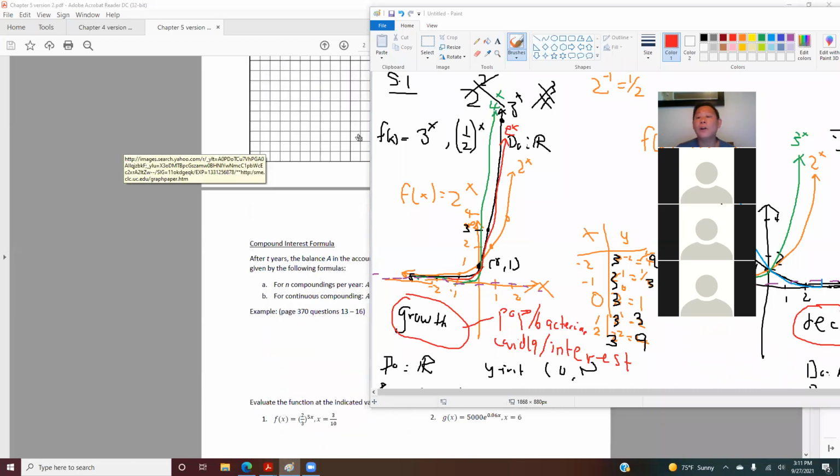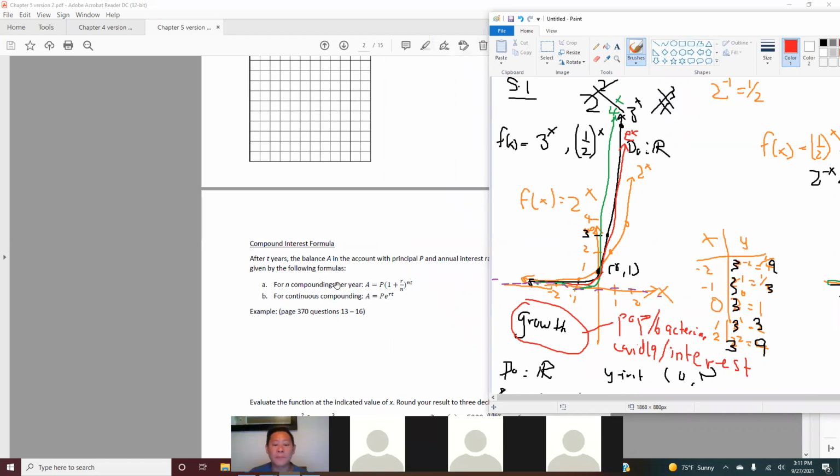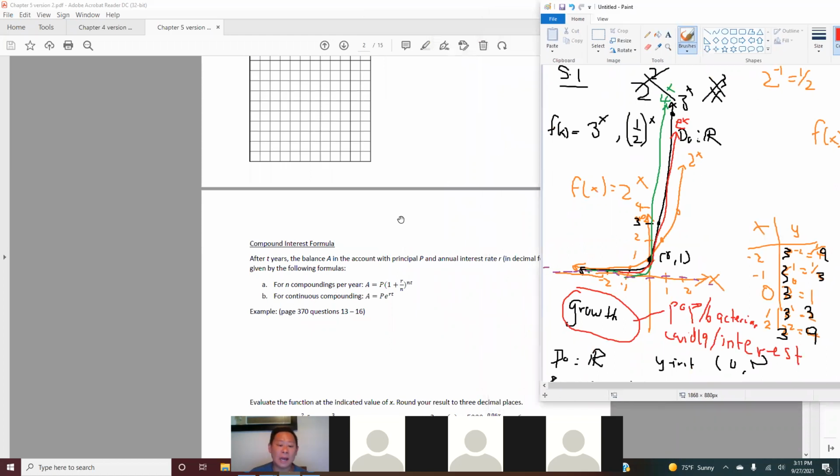So then we got two very important formulas, and this formula is called the compound interest formula. One is called compounding per year, and one is called compounding continuously. The formula that we have in this case is A equals P(1 + r/n)^(nt). This is a compound interest formula that compounds n times per year.